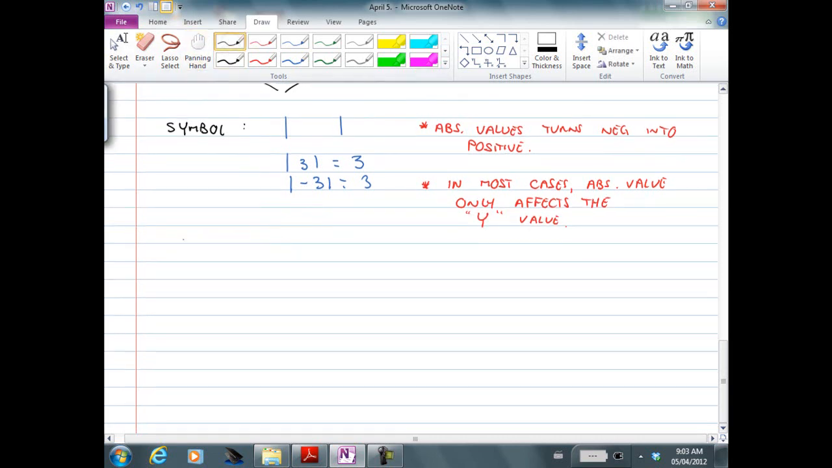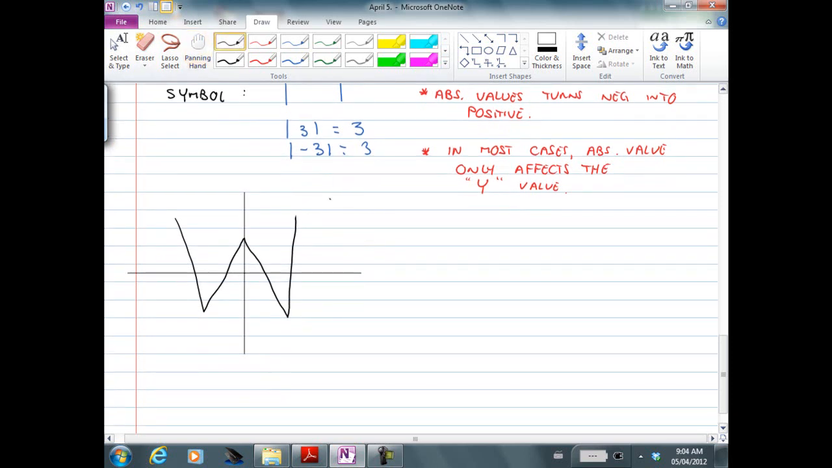if I give you this, I'm going to give you a graph. Here's my graph. My graph would be a simple W. It's a simple W. Now, this is called y equals f of x. They're going to ask you to graph y equals absolute f of x.